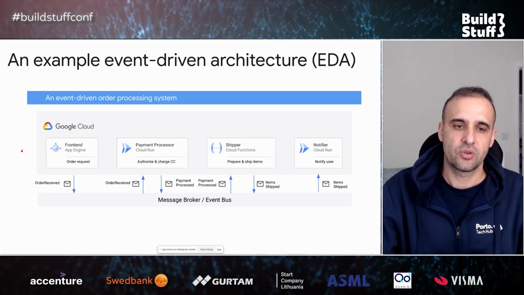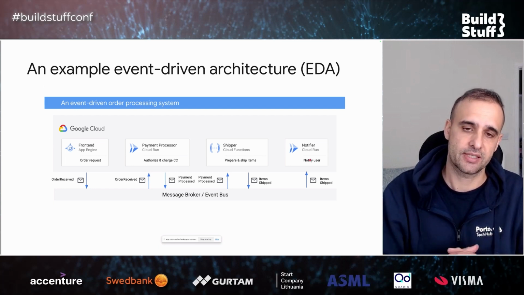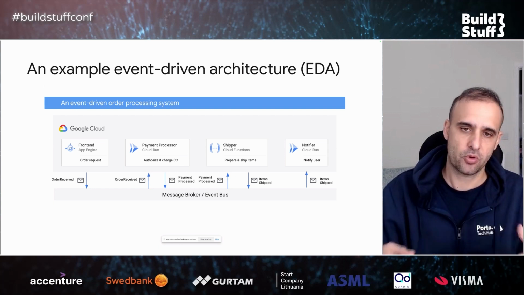Now, let's imagine you have a front end. Typically on Google Cloud, you are using App Engine for the front end, so that receives the order. Then you have a payment processor running on Cloud Run, which is a container service. Then maybe you have a shipper function, which is a cloud function. And maybe you have a notification service that notifies the user when the order is processed. Of course, in a real-world application, you have many more services, and it's much more complicated.